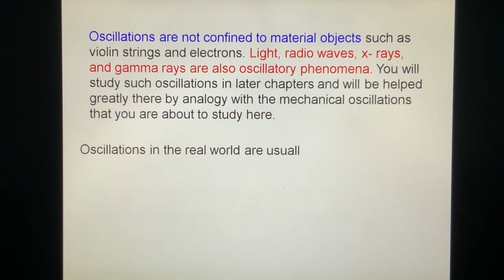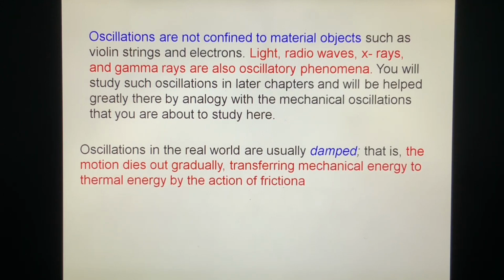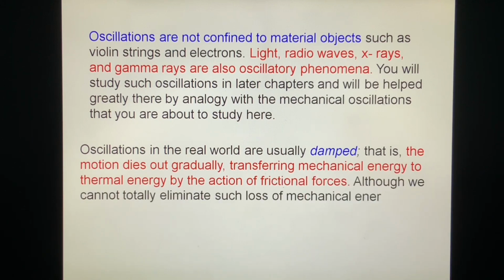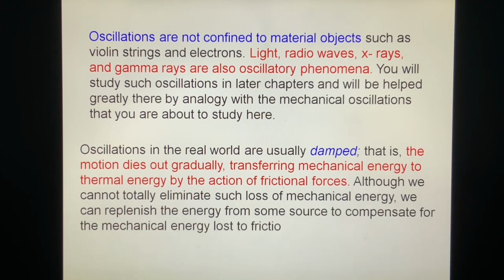Oscillations in the real world are usually damped. That is, the motion dies out gradually, transferring mechanical energy to thermal energy by the action of frictional forces. Although we cannot totally eliminate such loss of mechanical energy, we can replenish the energy from some source to compensate for the mechanical energy loss to friction.